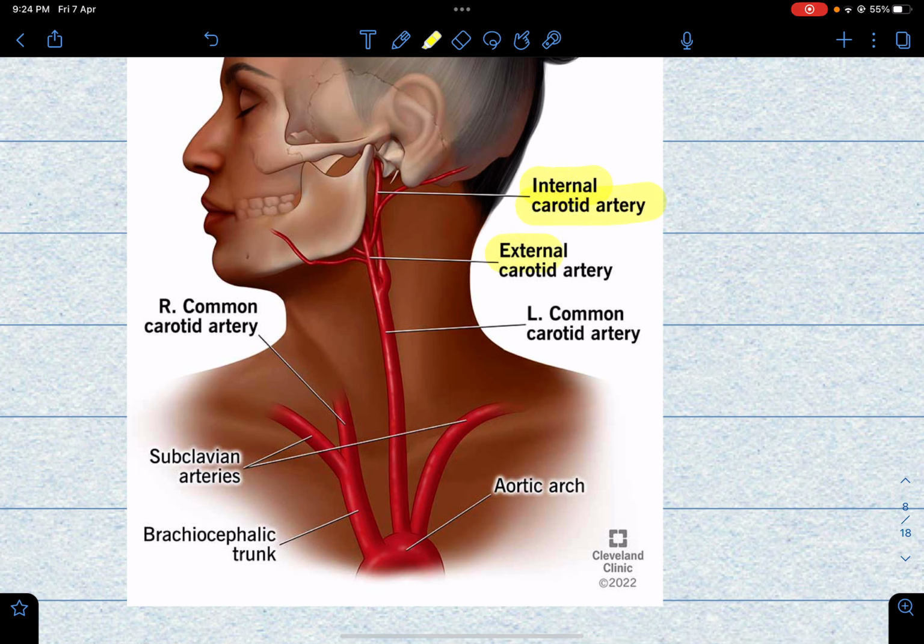This is the digastric muscle. This is the digastric, and this is as well on the neck. This is the anterior belly of the digastric. This is the posterior belly of the digastric. This is the cricoid and thyroid. So this is the thyroid and cricoid cartilages.